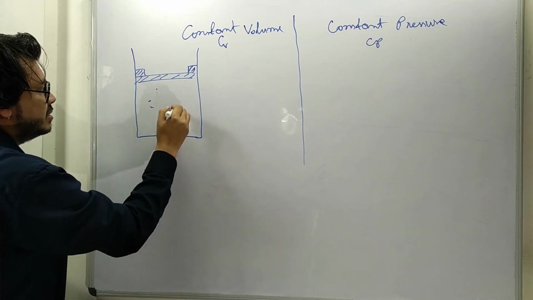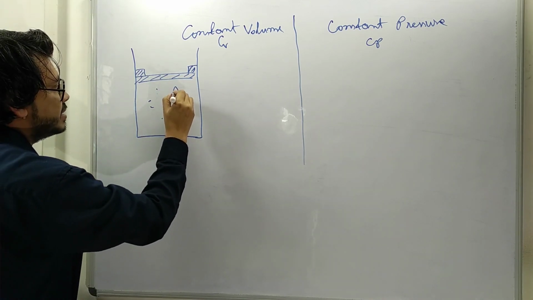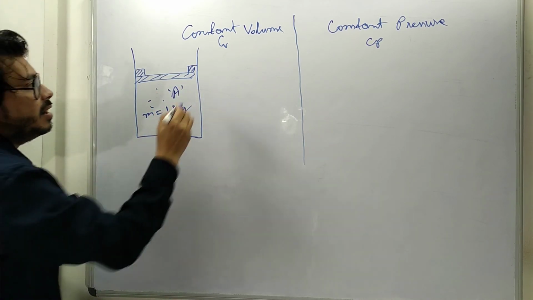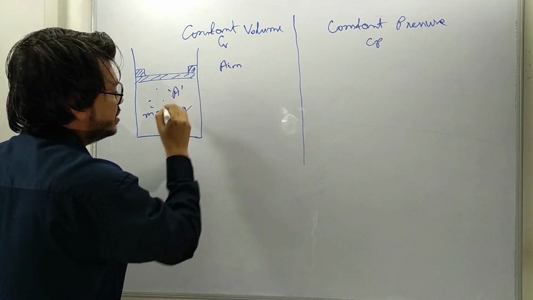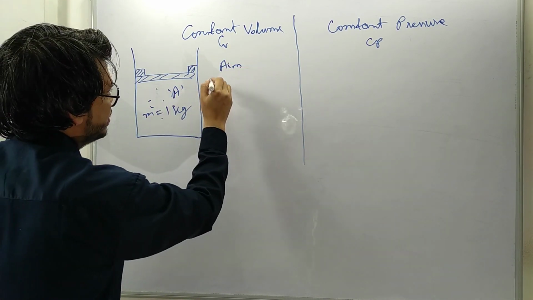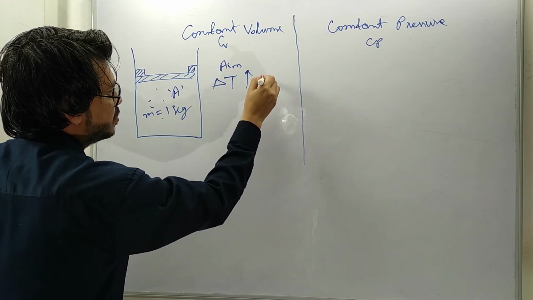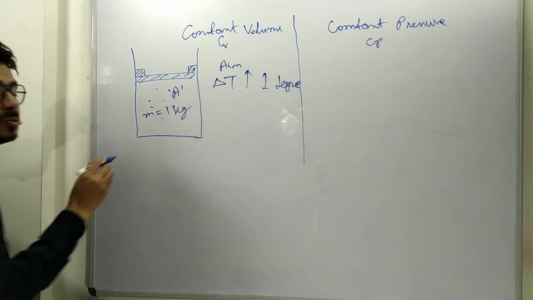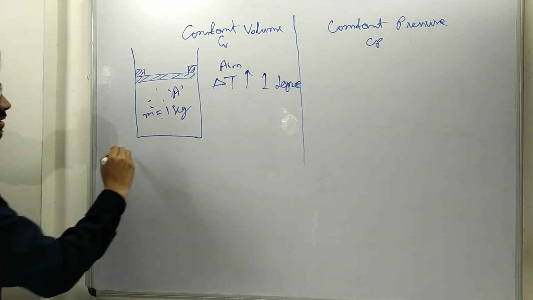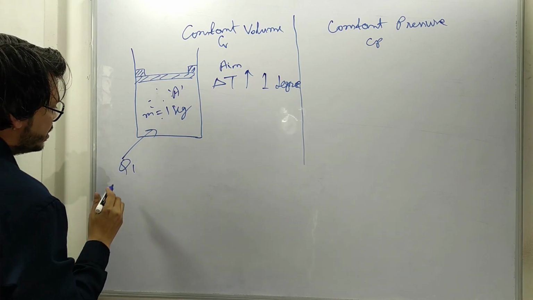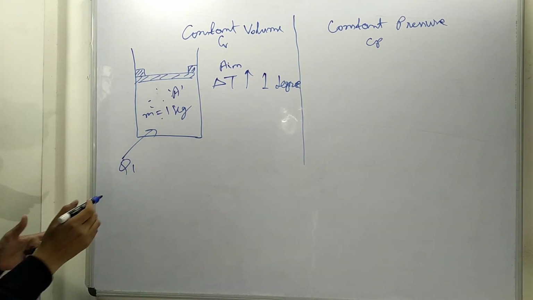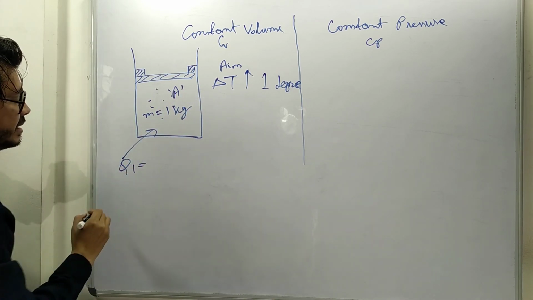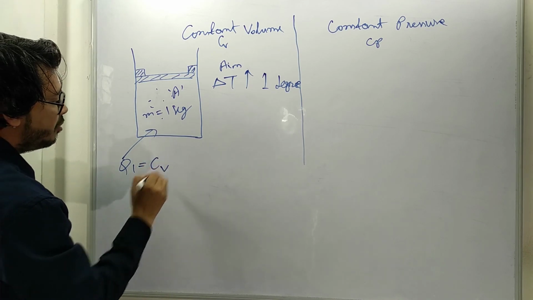Let us consider the cylinder is filled with a gas A having mass 1 kg, and our aim is to raise the temperature of this gas by 1 degree. So delta T is 1 degree, our aim. To fulfill this aim, we supply heat. Let Q1 be the heat supplied to increase the temperature of the gas A by 1 degree, and this heat is equal to the specific heat at constant volume.